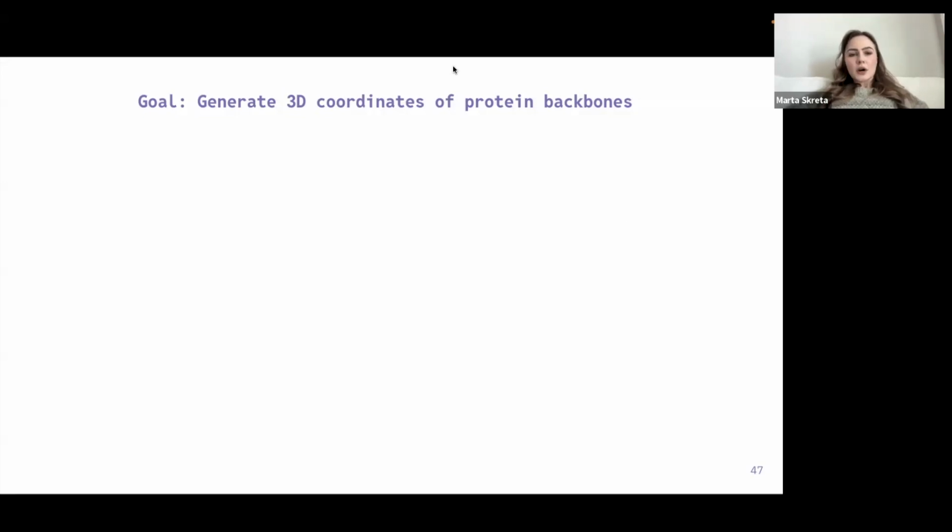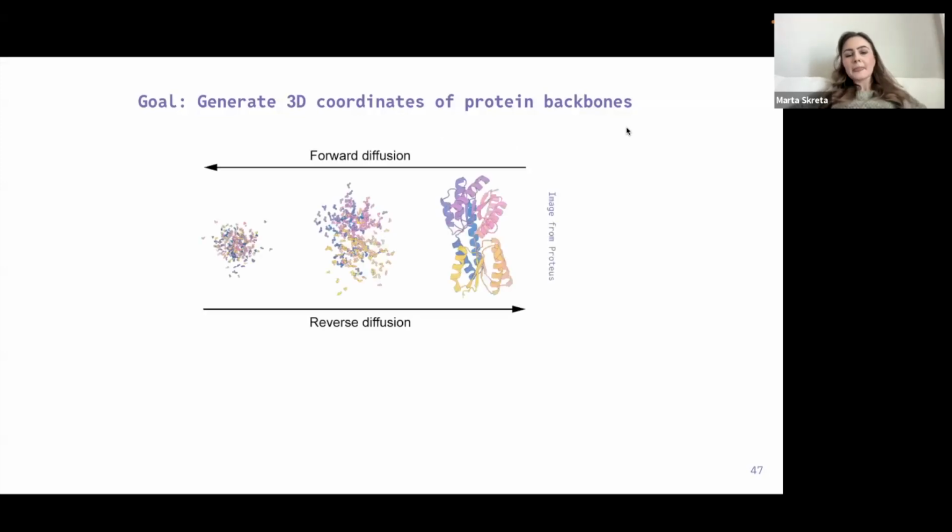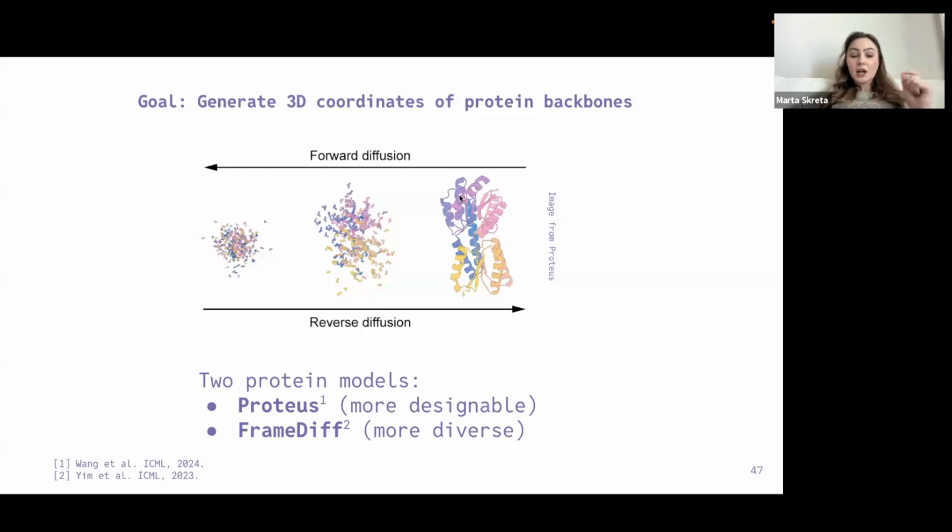Okay, so the objective in this setting is that we want to generate 3D coordinates of protein backbone. So this is unconditional setting. We just want to generate a bunch of proteins. And so the way that this is done is, starting from noise, you want to sample coordinates of the protein backbone. And here we're looking at two models, Proteus and FrameDiff.